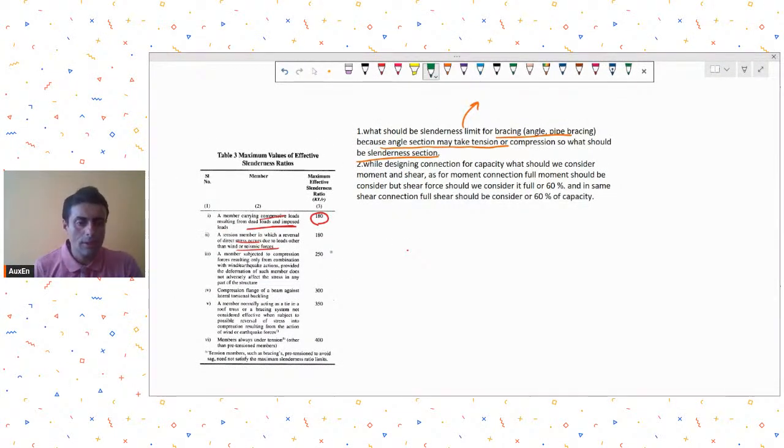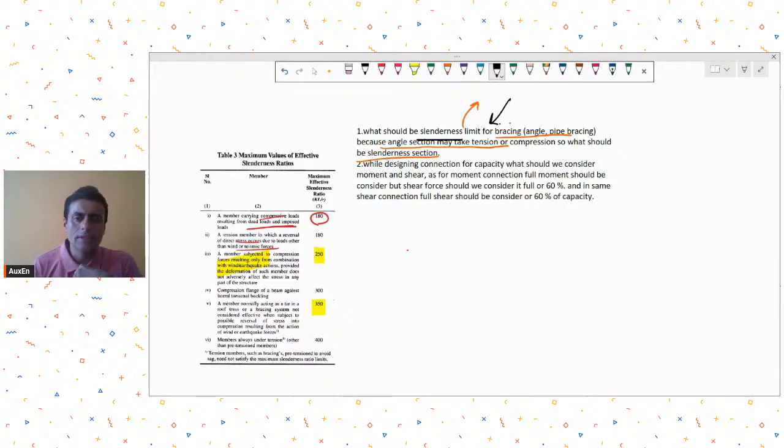So if your member is subjected to compression forces, but that compression is resulting only from wind or seismic events, then you can have your slenderness ratio at 250. If you are designing a bracing member which is being designed as a tension-only member, and which is not considered to be effective under compression resulting from wind or seismic, then you can limit it to 350.